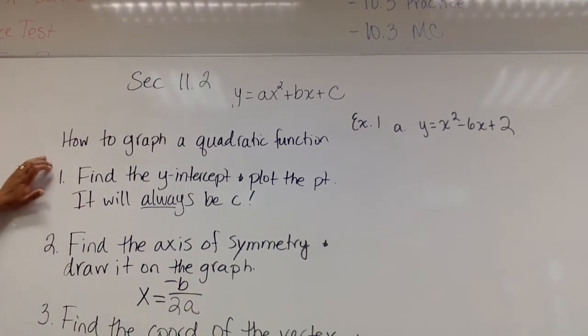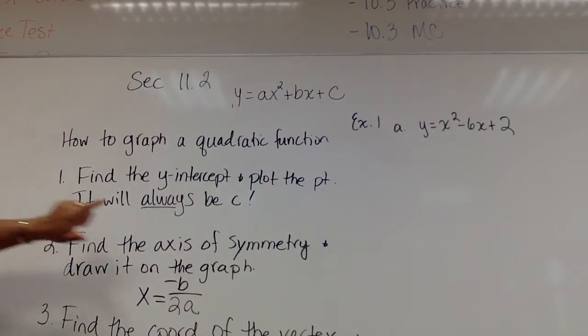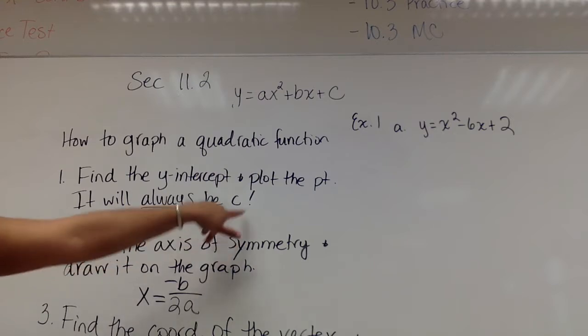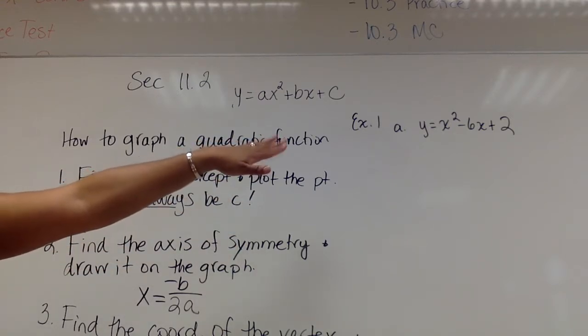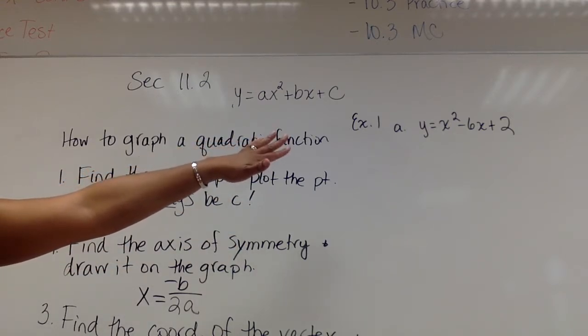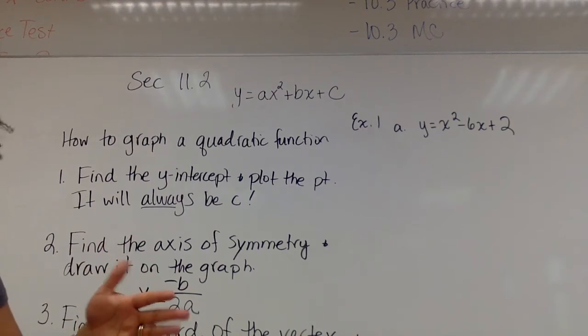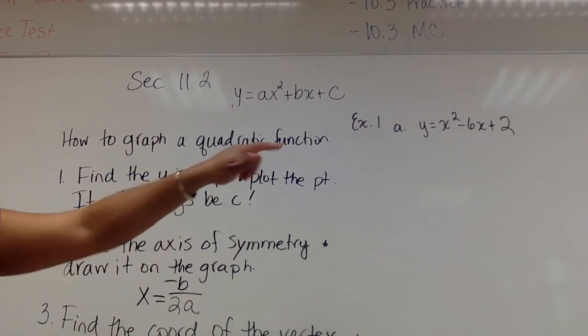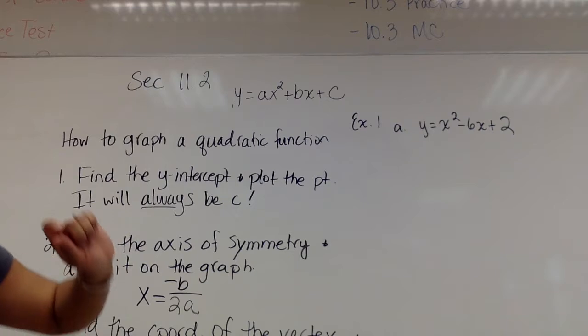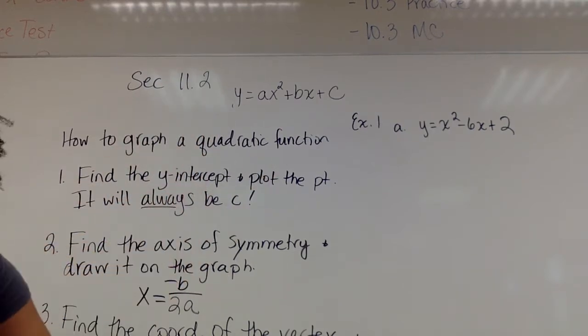The first step says find the y-intercept and plot it. Your y-intercept will be your value of C. In this case, if you're looking at this, everybody look at it now. In this case, your quadratic function, your A is 1. Hopefully you see that. Your A is 1. Your B is negative 6. And your C is positive 2.